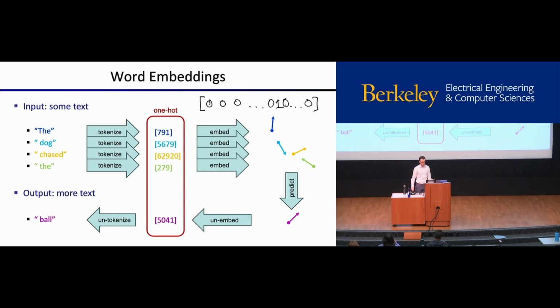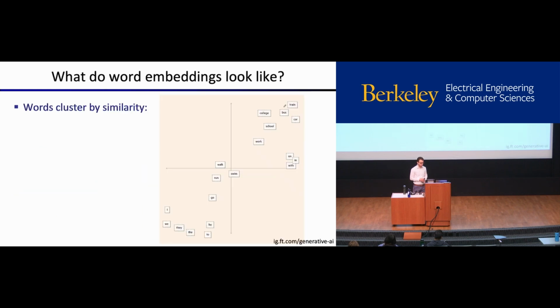Okay, so this uses one-hot vectors. So these are the embeddings, but I just said that these are like random vectors. What do these vectors actually look like? Let's try and get a sense of what these vectors are. So it turns out that words cluster by similarity.